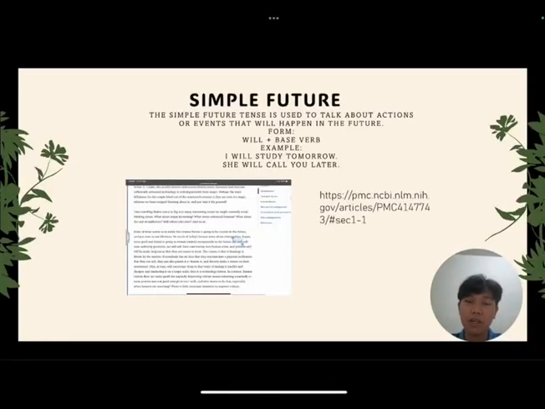Okay, now I'm going to present future tense. First of all, simple future. The simple future tense is used to talk about actions or events that will happen in the future. Form: will plus base verb. Example, I will study tomorrow. She will call you later.